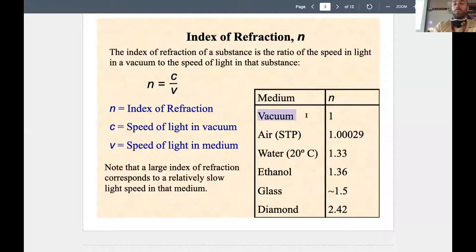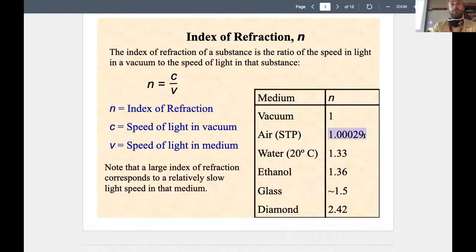So in a vacuum, your index of refraction is equal to 1, which makes sense because the speed of light in a vacuum divided by the speed of light in a vacuum just gets you a value of 1. Notice your index of refraction in air. It's 1.00029. So right now, these light waves that are traveling in the room through air, what's the speed of light for those, more or less? If our index of refraction is so close to 1, we can basically say that the speed of light traveling through air is pretty much the speed of light traveling in a vacuum.